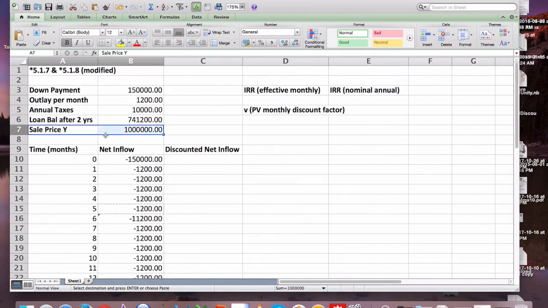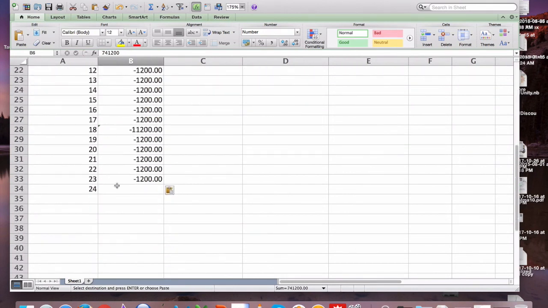And finally, in cell B34, which corresponds to time 24 after 2 years, I want to take Y, which again I'm just taking to be a million. I could have picked something else, minus the loan balance. B7 minus B6, and I do not need dollar signs because I'm not going to copy and paste, equals B7 minus B6.